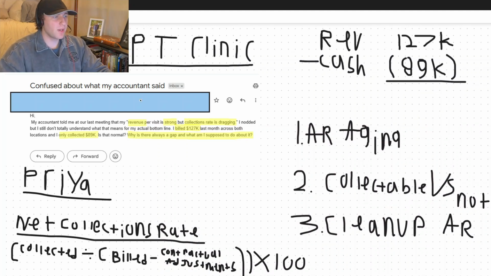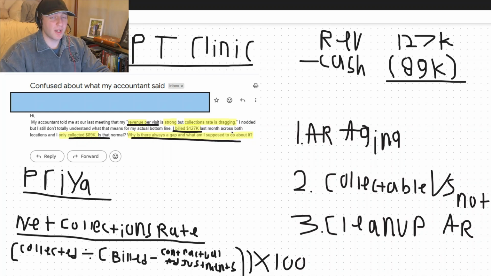So we got an email from Priya, who runs a PT clinic, and she's confused about what her accountant said. Taking a look at the email, her accountant says that her revenue per visit is really strong, but her collections are dragging. So this seems like an AR issue. And she's not really understanding why it's dragging along because she billed 127K last month. That's her revenue, and only collected 89K. And she's asking why is there a gap and how she's supposed to fix it.